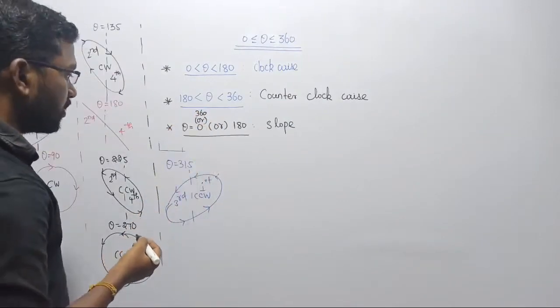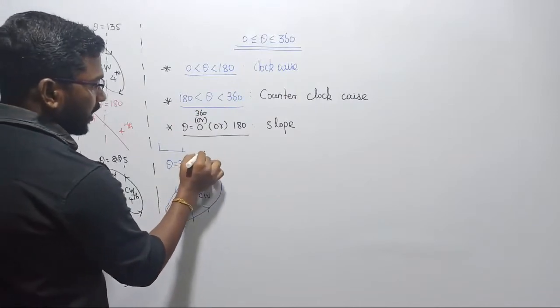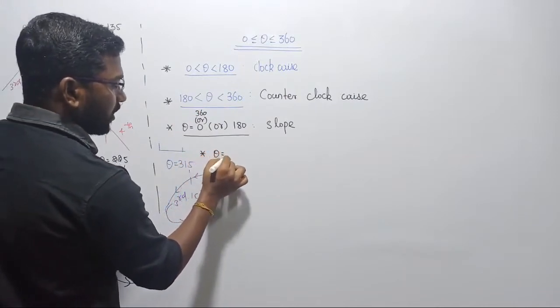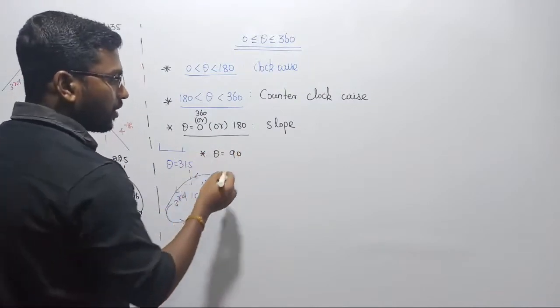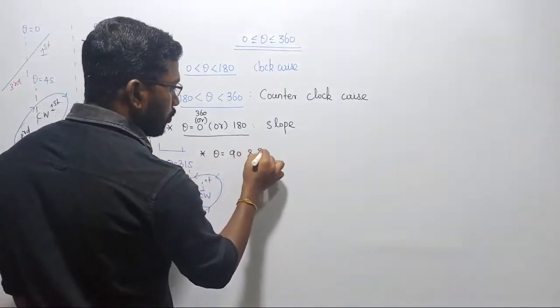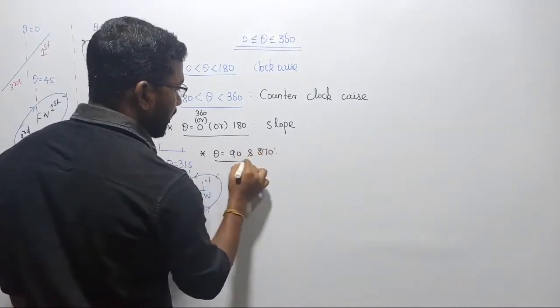Next, let me consider exactly theta equal to 90 degree and theta equal to 270 degree. What type of pattern are we getting, sir?